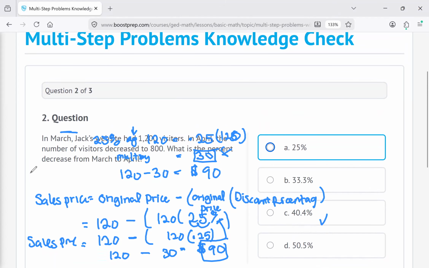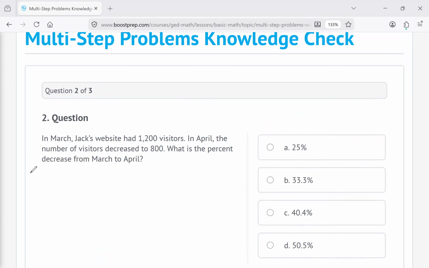So question two says, in March, Jack's website has 1,200 visitors. In April, the number of visitors decreased to 800. What is the percent decrease from March to April? So it was originally 1,200 and then it went down to 800, right? They don't show you that it's actually a minus, like it's a decrease, so it's definitely going to be negative. They don't put it as a negative, but they assume it's a negative.